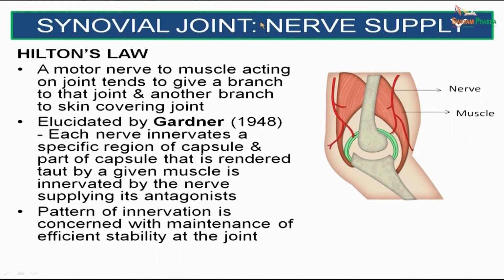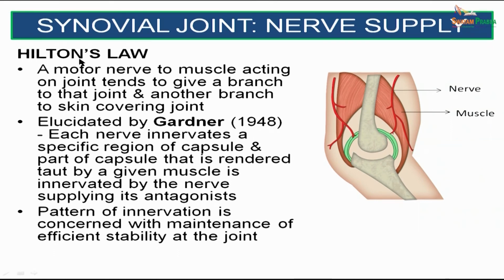The nerve supply is governed by two laws, Hilton's law and Gardner's law. If you look at this diagram, this is a joint, these are the bones in the joint, this is the capsule of the joint, and here we can see the muscles and we have the overlying skin, and you can appreciate that the nerves which are supplying the muscle also supply the capsule of the joint as well as the skin.